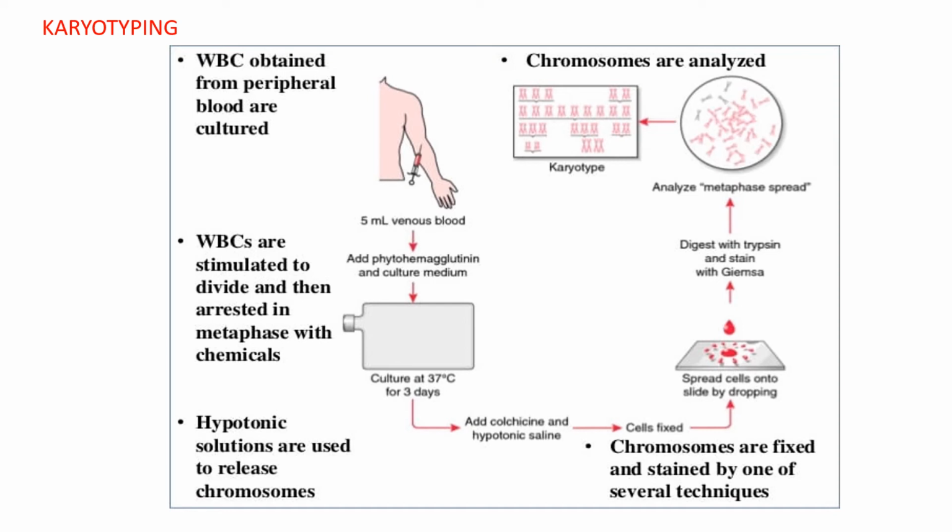This is a photomicrograph in short to show the entire process of karyotyping, where WBCs are obtained from peripheral blood and cultured. WBCs are stimulated to divide and then arrested in metaphase with chemicals like colchicine. Then hypotonic solutions are used to release chromosomes from the cell. The released chromosomes are fixed and stained by one of several techniques and observed under the microscope.